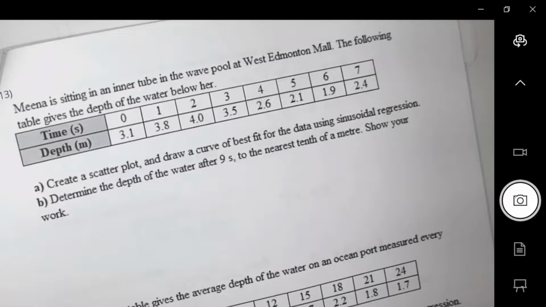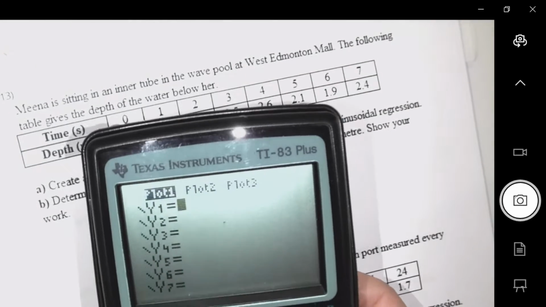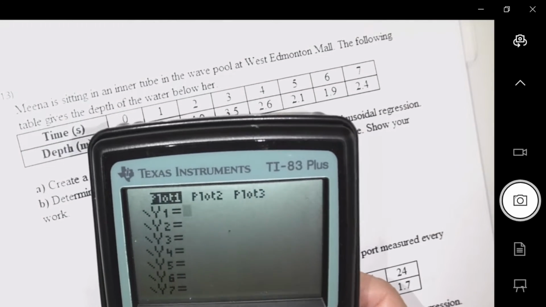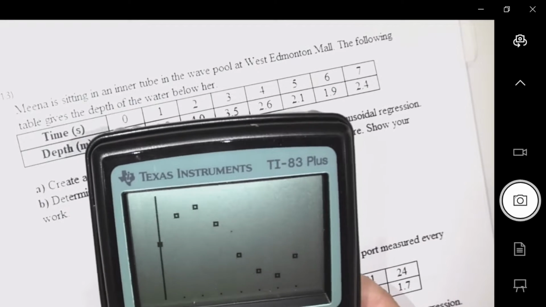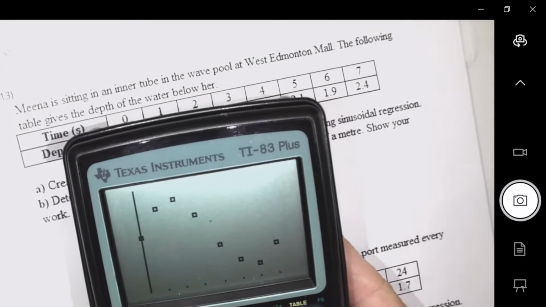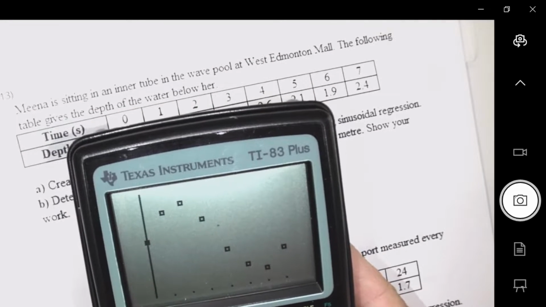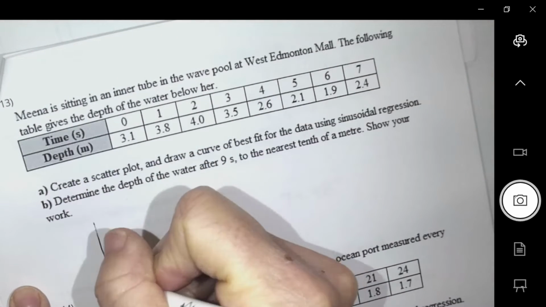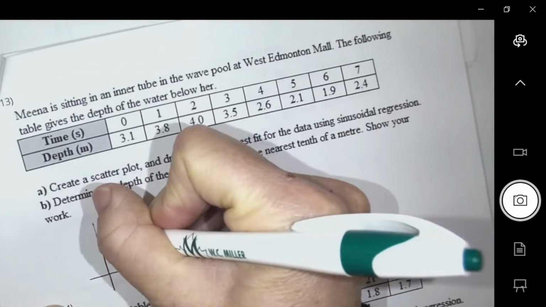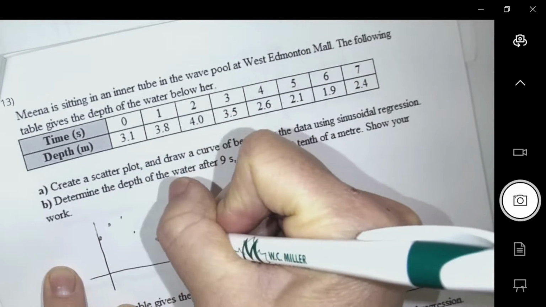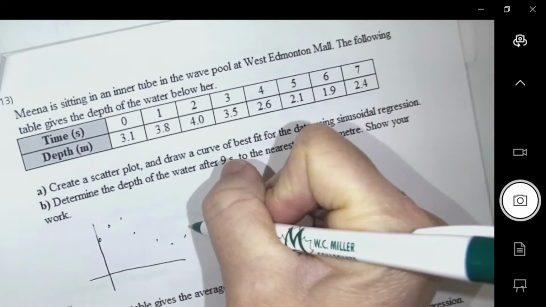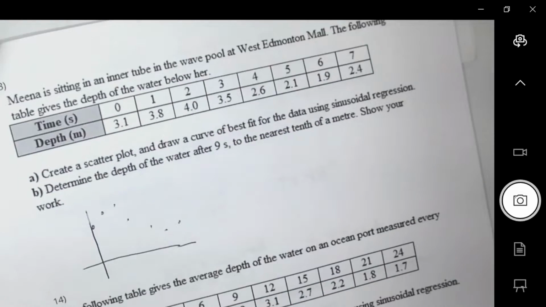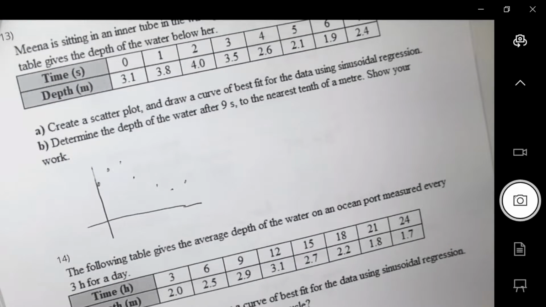Okay, good. Plot activated. Everyone's mode says still radians, so zoom 9. Okay, are we aware that that's a sine curve pattern? That looks good. So creating a scatter plot means I need you to draw me a little bit of a picture. Doesn't have to be exact, just what's going on.